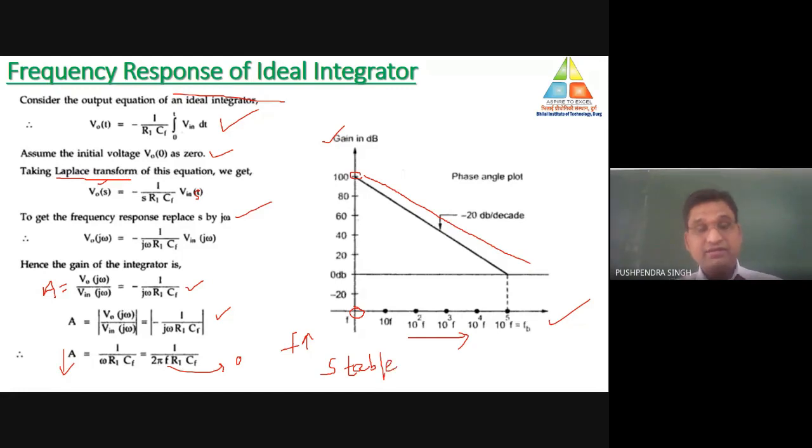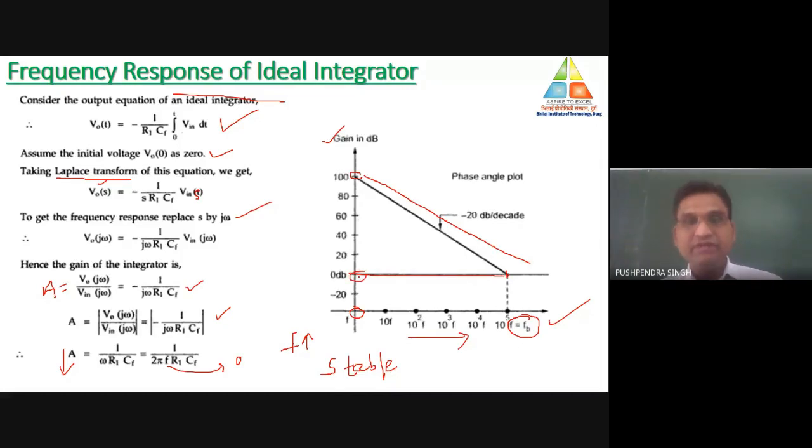But in case of the differentiator, as we were increasing the value of frequency, the gain was gradually increasing, so on that condition the system was unstable. But here the system is stable. And when the value of the frequency is fb, on that condition it crosses the 0 dB line. When f is equal to fb, it crosses the 0 dB line.